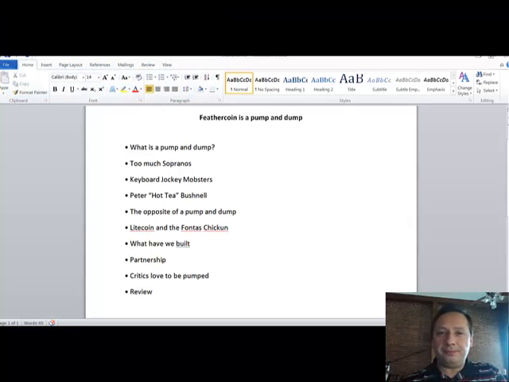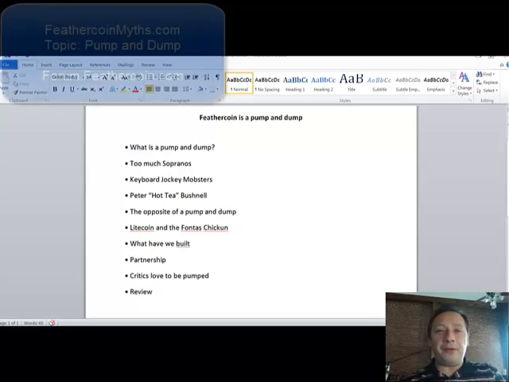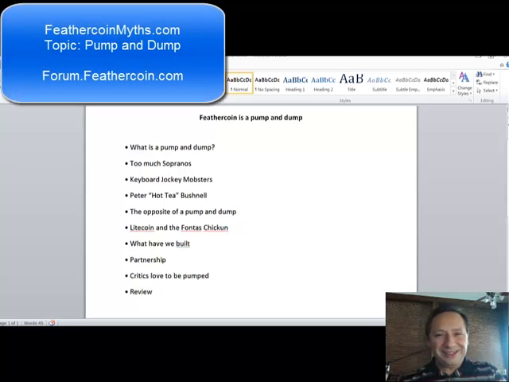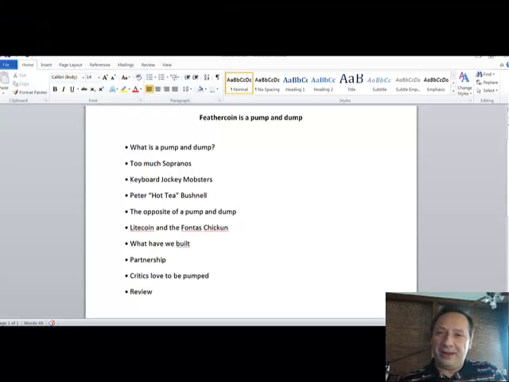Today's myth, you ready for it? Feathercoin is a pump and dump. What? All right, we got a lot to cover about this topic. Let's get started. Okay, so here's the general idea behind a pump and dump.